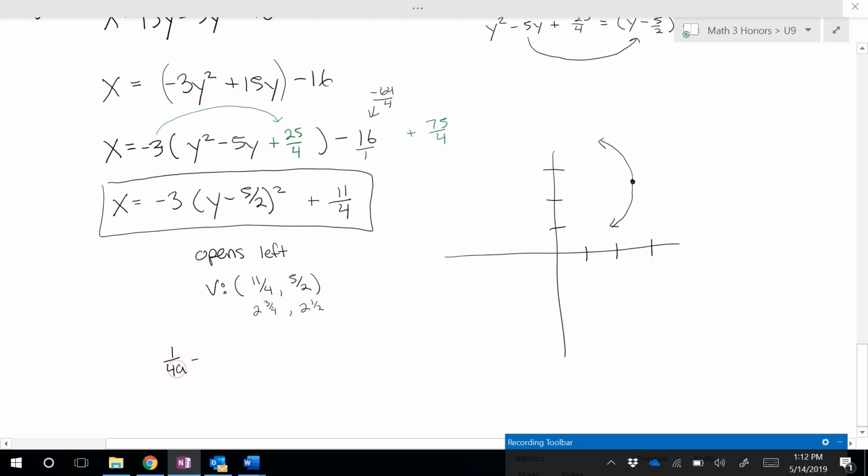I got to find 1 over 4a, which would be -1/12. So my focus will be 1/12 to the left. My directrix will be 1/12 to the right.